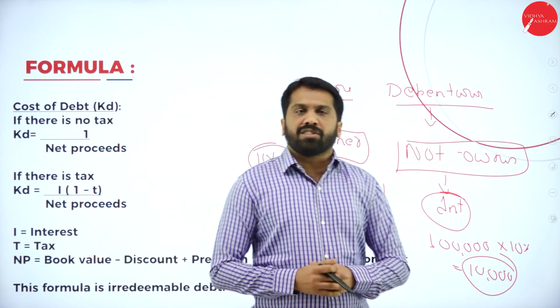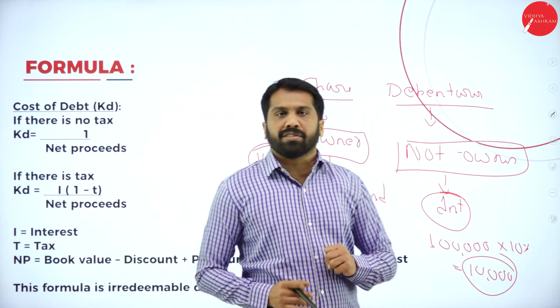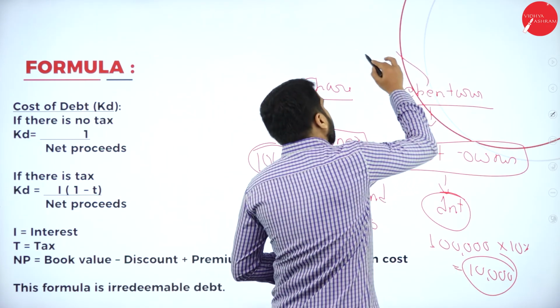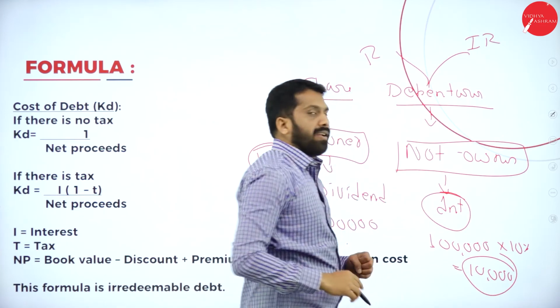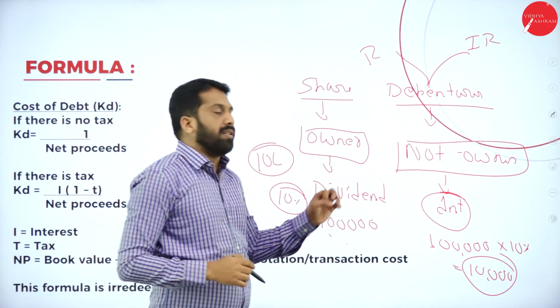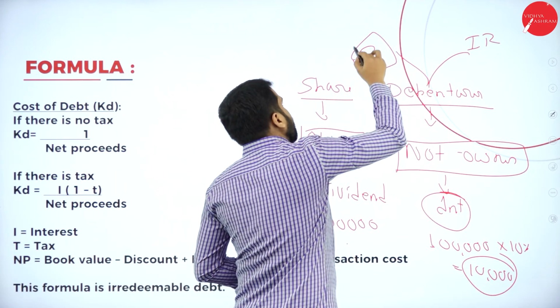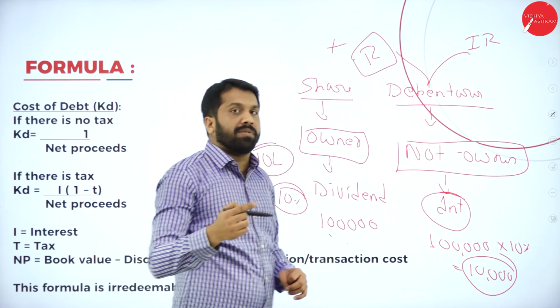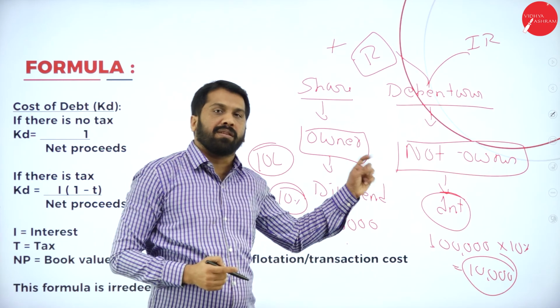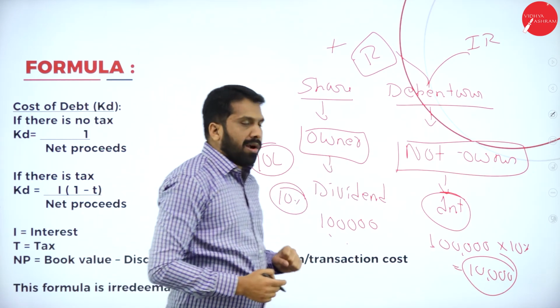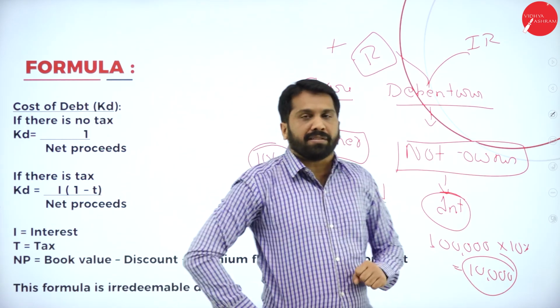Now, under debenture, you will get two types of debenture. First one will be redeemable. Second one will be irredeemable. This I'll explain later, in the next session. Now, we will talk about irredeemable debentures.